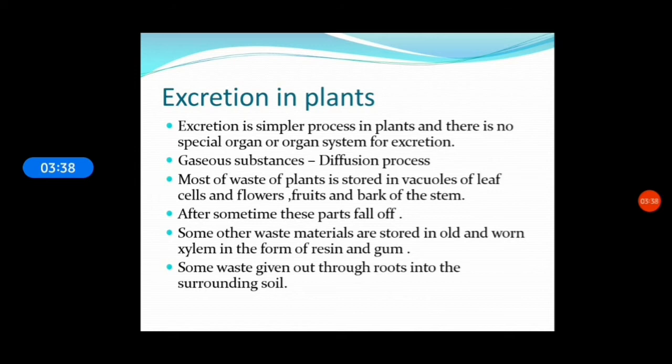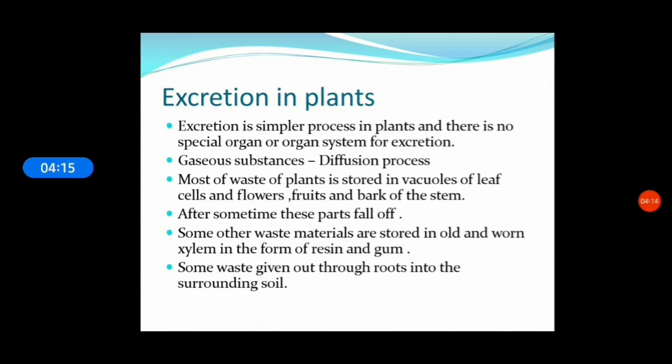So let's learn about excretion in plants. Unlike animals, plants do not have specialized excretory organs. Excess carbon dioxide, water vapor, and oxygen are excreted from the plants through the stomata in the leaves. Many plants store waste in the form of resins and gums. Plants also excrete some waste substances into the soil around them.